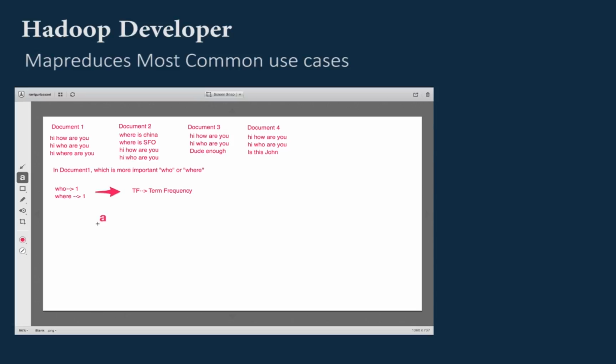Now IDF is calculated by log of N by n. Log will inverse things. N is the total number of documents, and n is the number of documents with the word.